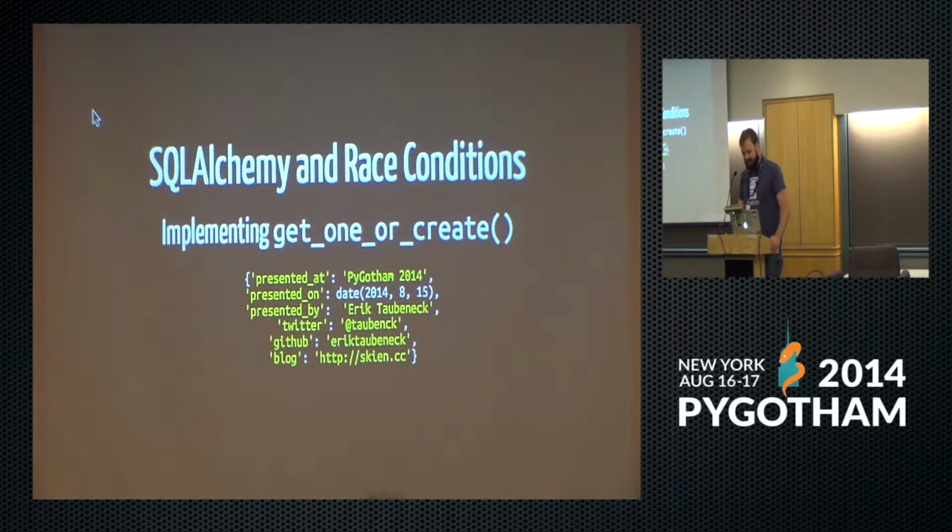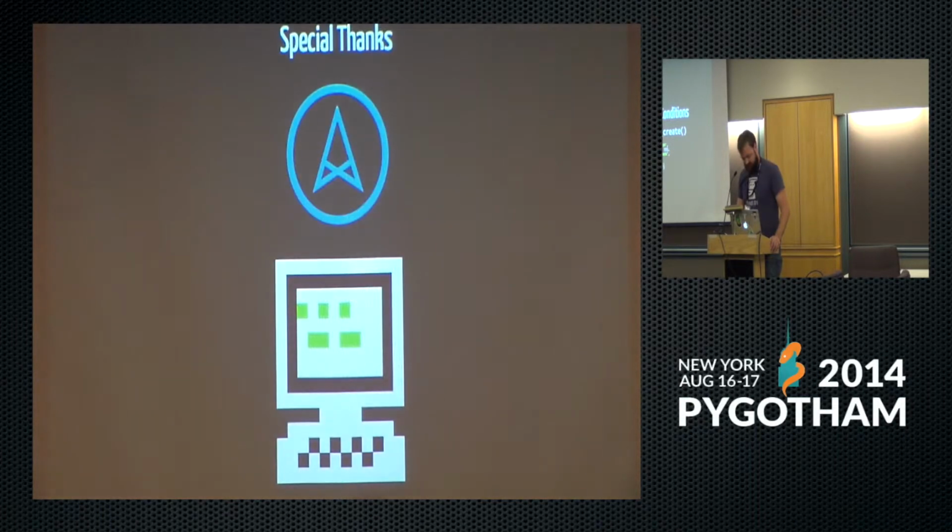So today I'm going to be talking about SQLAlchemy and race conditions, and specifically about creating a get one or create function implementation. Just a real quick note before we get started.